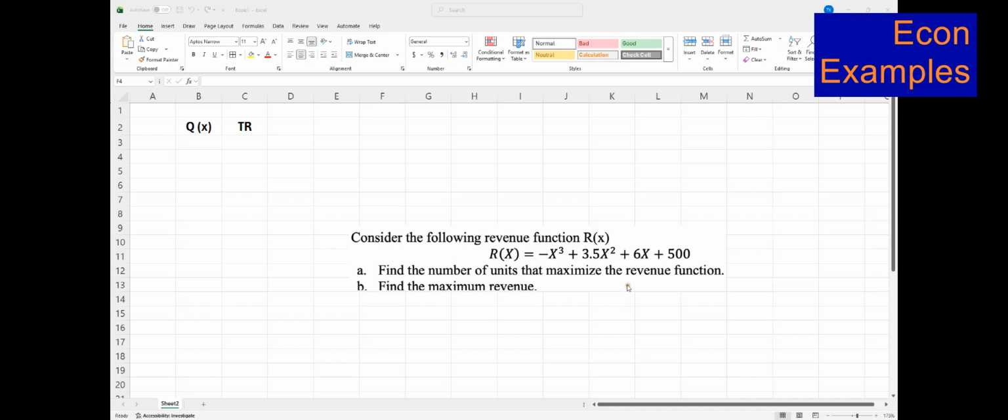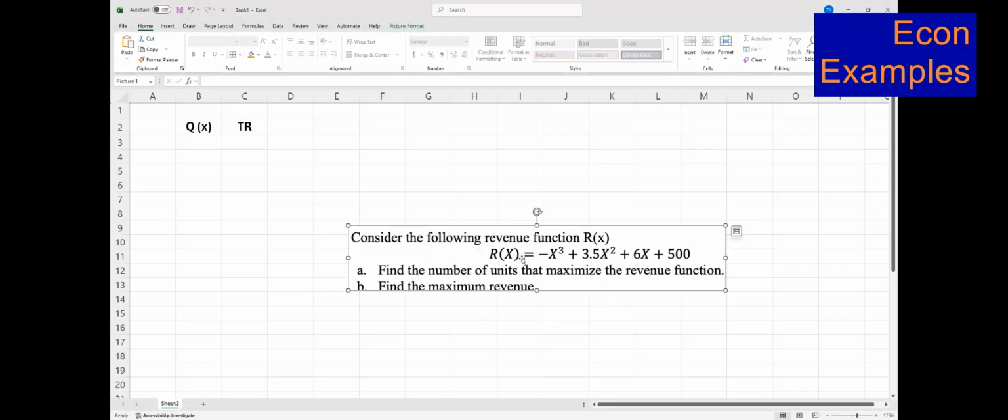Well, now we're going to take what we got. We have our total revenue function, and I want to know what number of X gets me the highest total revenue. Okay, so the way to do that, I'm going to write a formula.